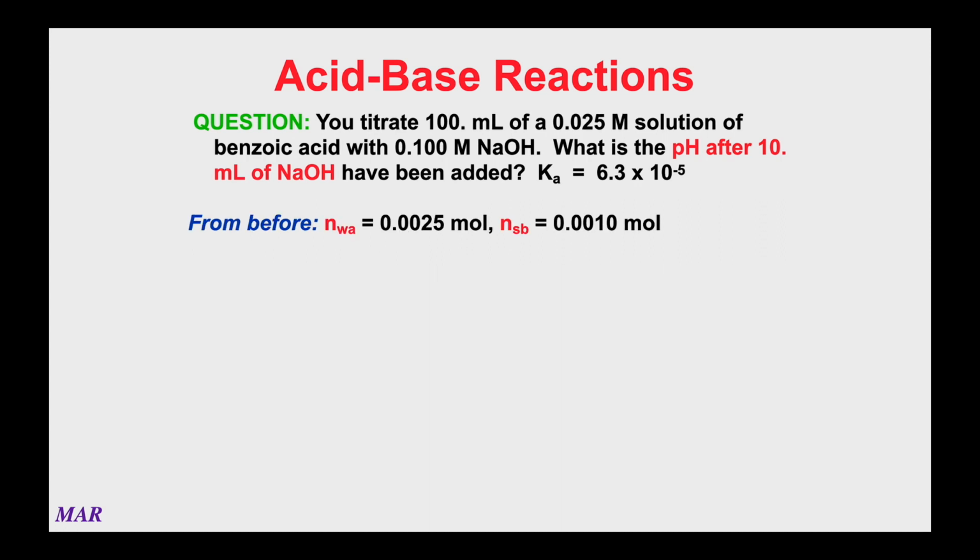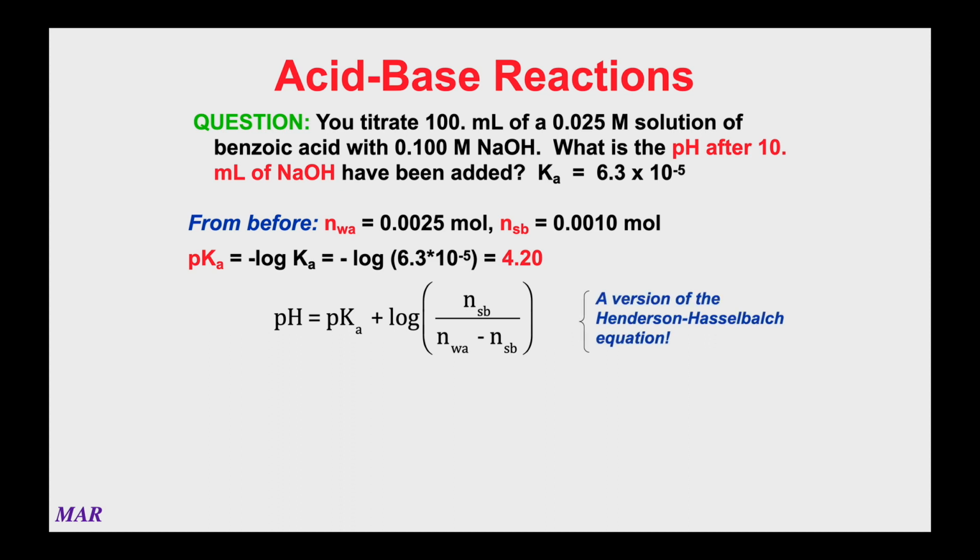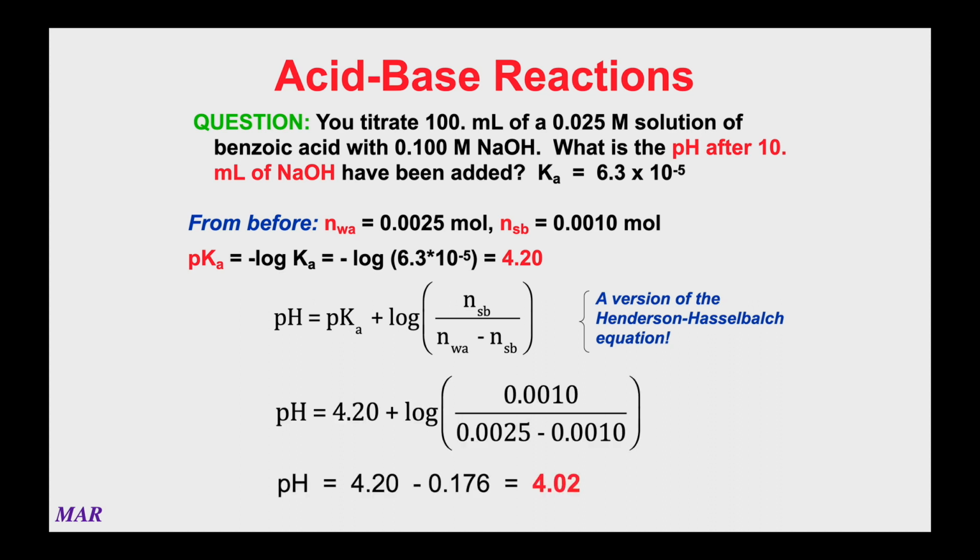In the pre-equivalence region, knowing it's kind of like a buffer, what I recommend is you use this version of the Henderson-Hasselbalch equation. It's an equation where you're adding a strong base to a buffer. The moles of weak base was 0, so I didn't include that. But as you can see, it's just based on pKa and n_SB and n_WA. Now, pKa is minus log of Ka, and that comes out to be 4.20. And if you plug those numbers in, you should get a value of 4.02. That's the pH when 10 milliliters of sodium hydroxide has been added.